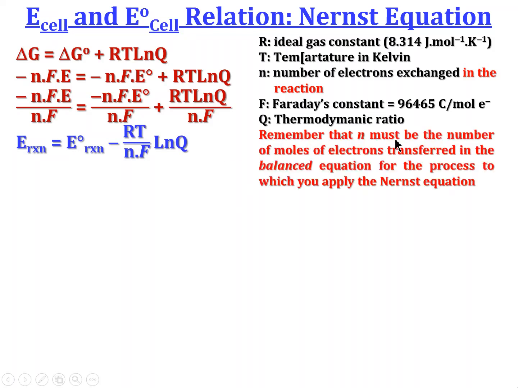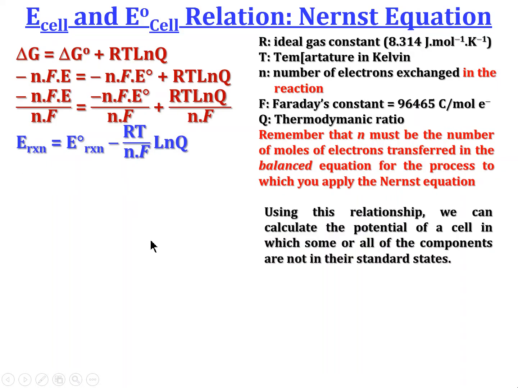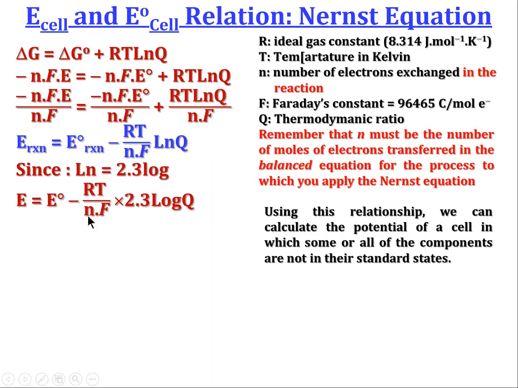Remember that N must be the number of moles of electrons transferred in the balanced equation and not in the couple. This equation is called the Nernst equation. Using this relation, we can calculate the potential of a cell in which some or all of the components are not in their standard states. Since ln equals 2.3 log, this relation is transformed to E equals E0 minus RT divided by NF times 2.3 log Q.